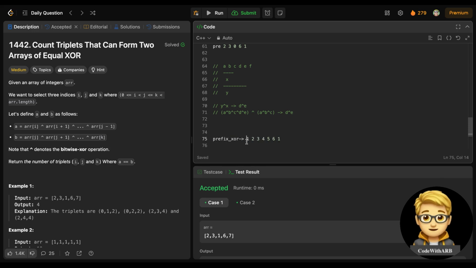So if this is a prefix XOR, it means the value 1 is coming again after this. It means between this 1 and this 1, this 2, 3, 4, 5, 6 will definitely generate 0. This 2, 3, 4, 5, 6 XOR value is definitely 0. That's why this 1 comes again here.